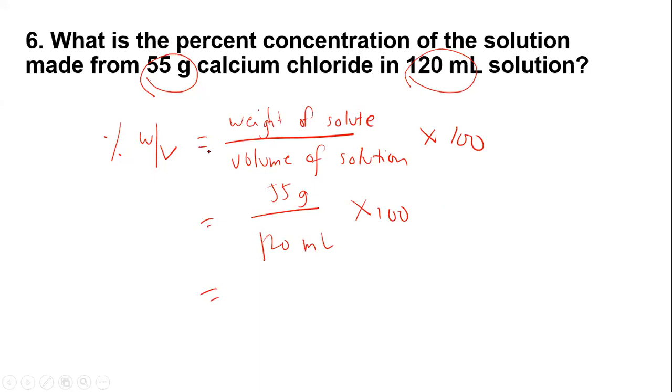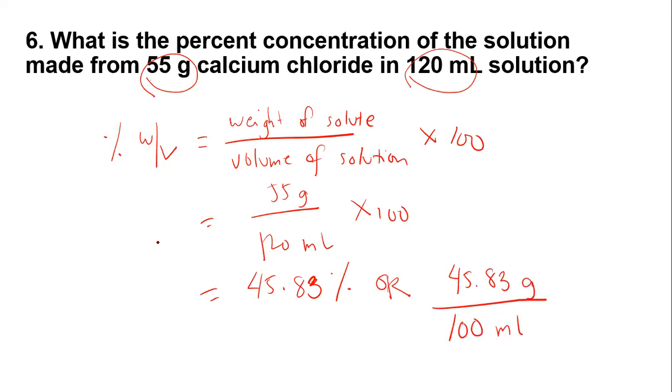45.83%. 45.83. Oh, bakit may 55? Baka typo lang. Okay? So yes. Yeah, okay. So the answer is 45.83%. Or you can actually express your final answer as 45.83 grams per 100 ml. So either of these two answers will be considered correct.